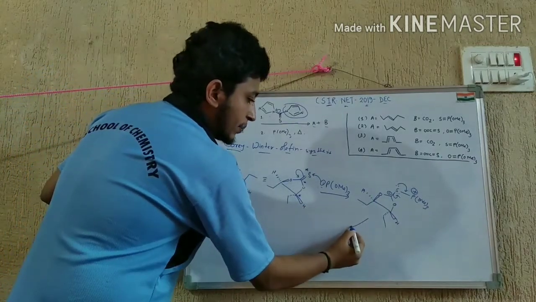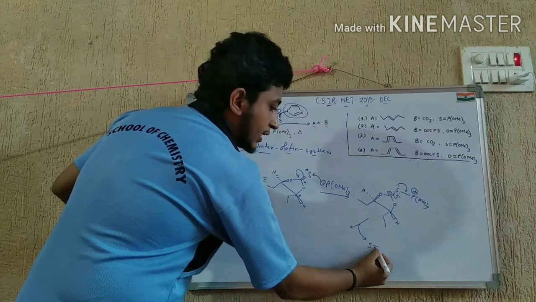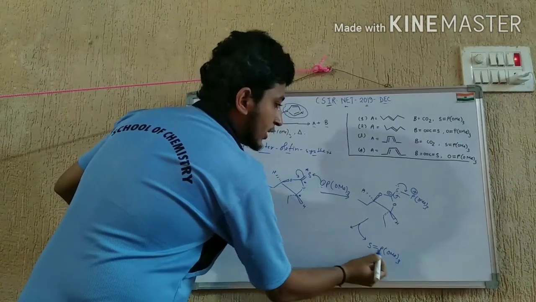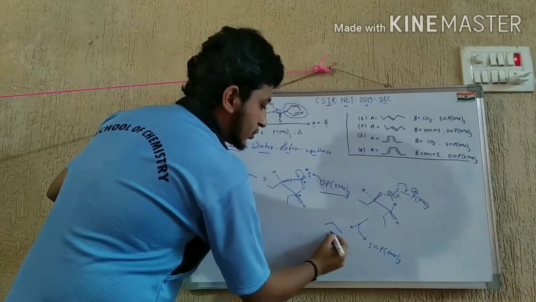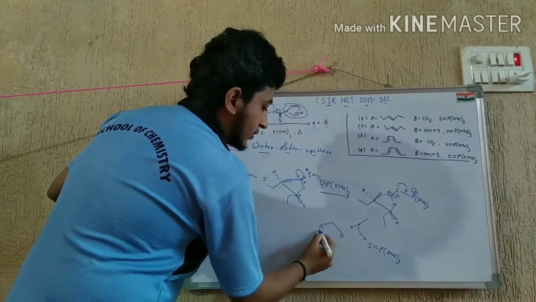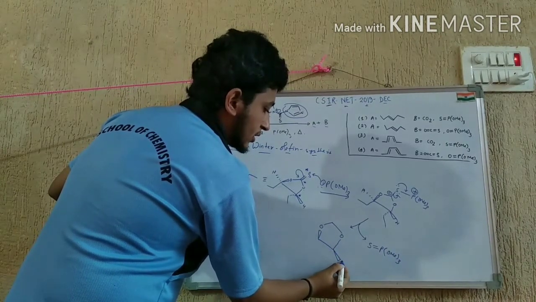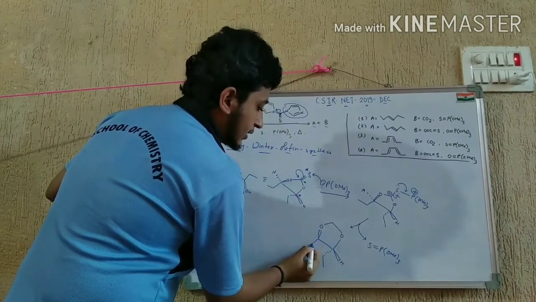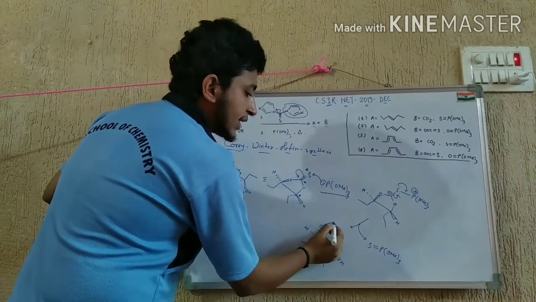So guys, here what will happen? One byproduct will be eliminated here. So this is the byproduct, OPOEt3, and here one carbene will form. So this is the structure of the carbene. So this is the hydrogen, and here this is like this, and this will be the hydrogen. So guys, this is the carbene.